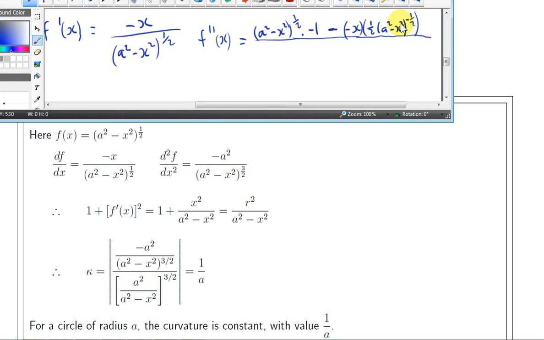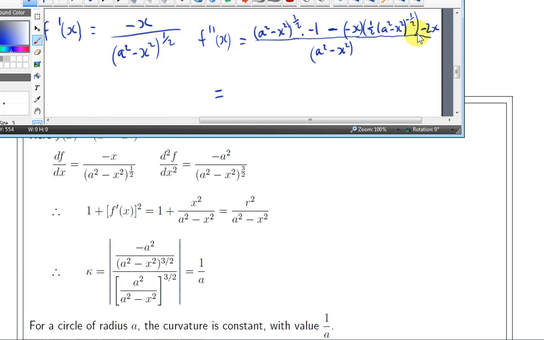So we take the power down, take 1 from the power, then we differentiate what's inside the brackets. Differentiate a squared minus x squared, we get minus 2x, because a is a constant. And we divide everything by v squared. So we take a squared minus x squared to the power of a half and square it. That'll give us a squared minus x squared. So that's just the formula, v du dx minus u dv dx all over v squared.